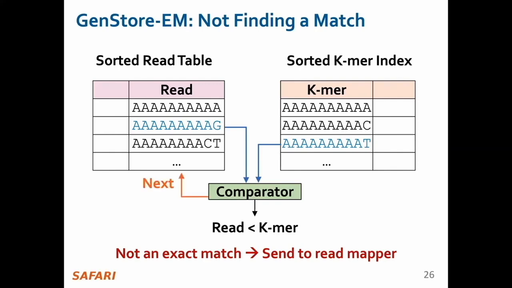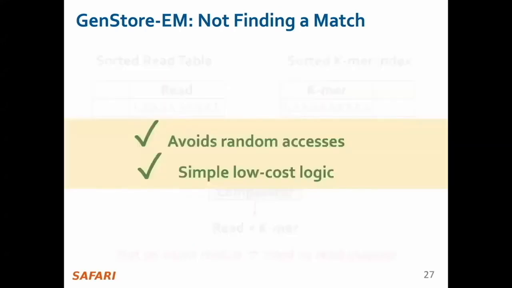So using this technique, GenStore EM avoids random accesses to the index and to the read sets, and performs filtering using only one simple low-cost comparison operation per read.